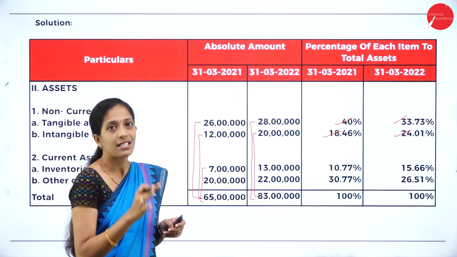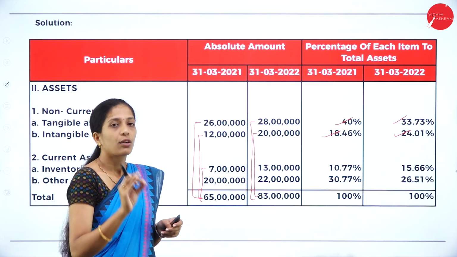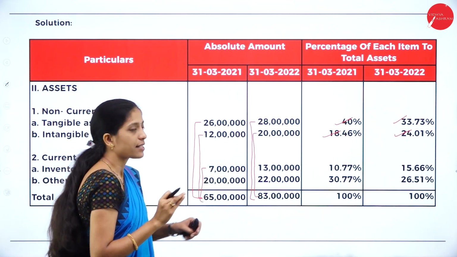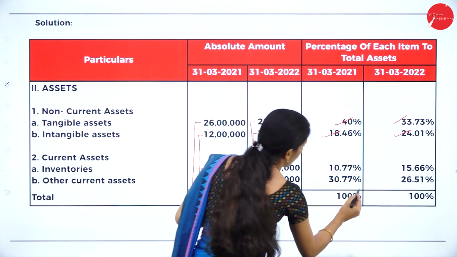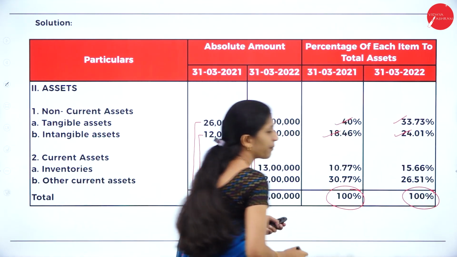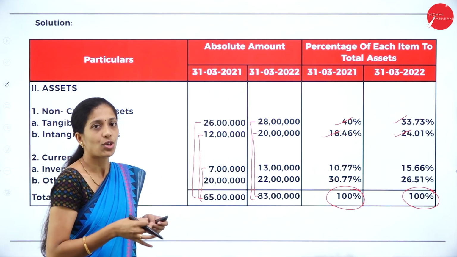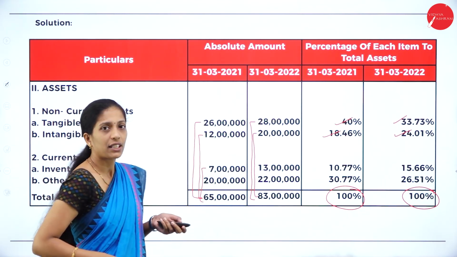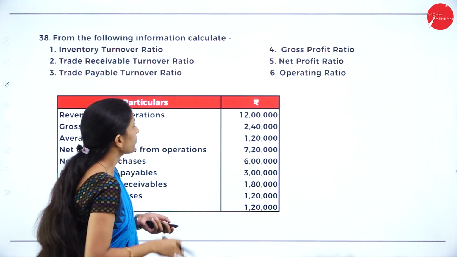So this is a common size statement where you will take one common item, that is the total of assets and total of liabilities. So this you have to write first, only 100%. Then you will go on dividing with each and every item. So hope you are clear with the common size balance sheet.